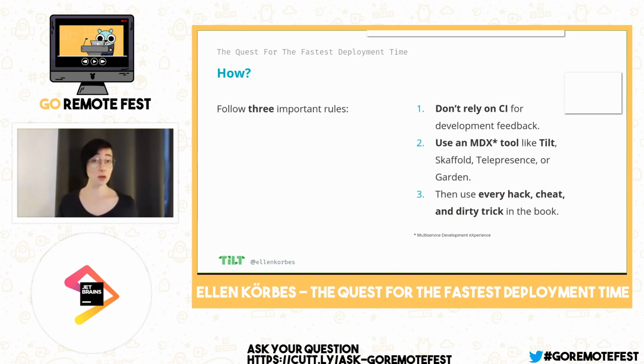Third thing is to absolutely use every little hack and cheat and dirty trick in the book to make the feedback loop smaller, because every little bit counts, and every second that you take off the feedback loop is going to make developers happier.